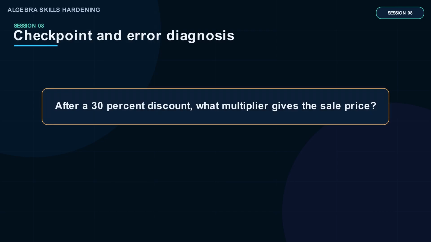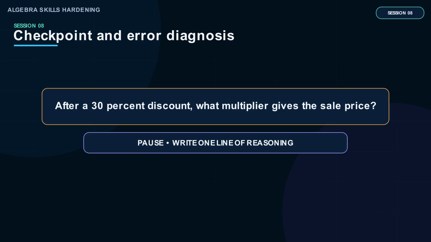Try this checkpoint without copying the example. After a 30% discount, what multiplier gives the sale price? Decide which mathematical fact controls the answer. Write one line of reasoning before you commit. A visible decision is easier to inspect and correct.